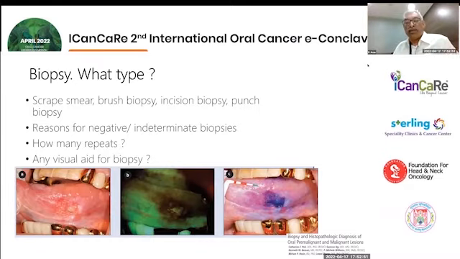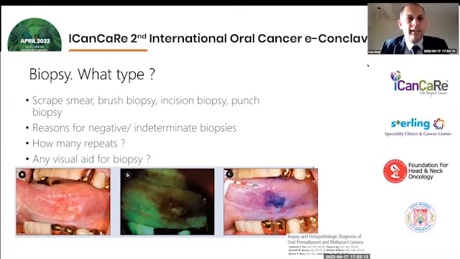So shall I just put across to the panel that there is no role for a scrape or a smear or a brush biopsy. You would all go for an incision biopsy in this case. And if possible, you would go for a deep biopsy, because in many of these verrucous lesions, in order to show invasion, you really have to go deep down to the basement membrane. Shall we take that message across? Yes, sir. I think yeah.